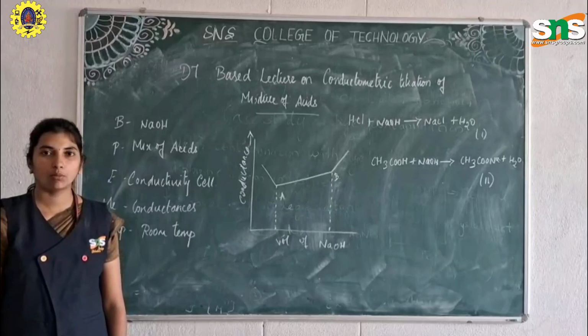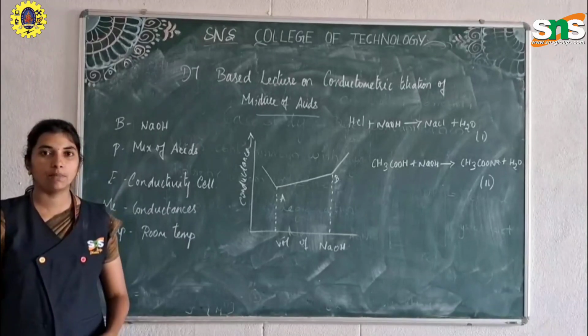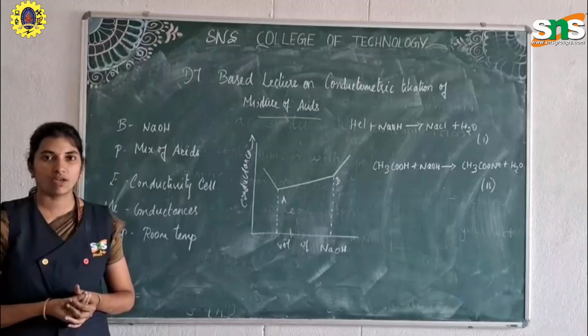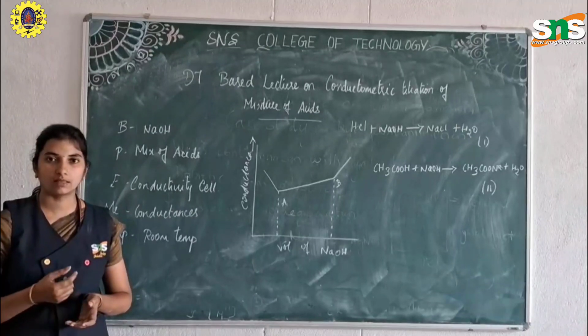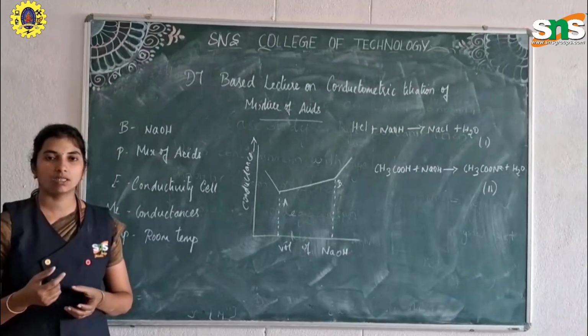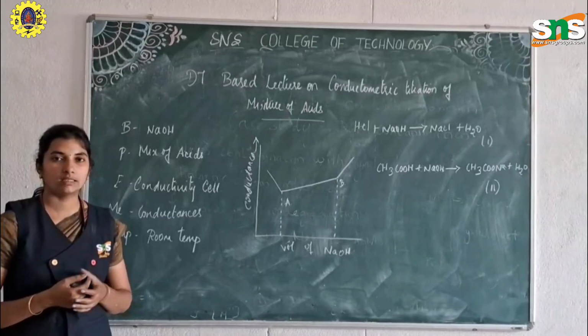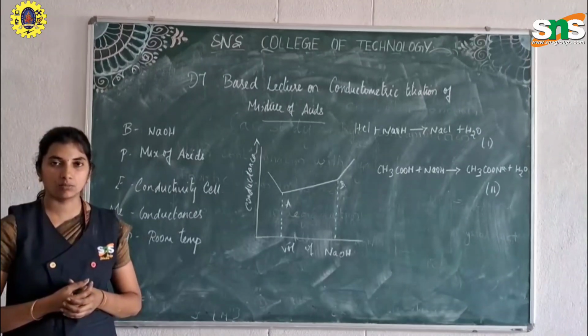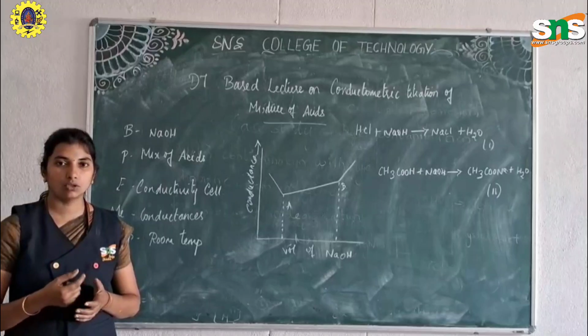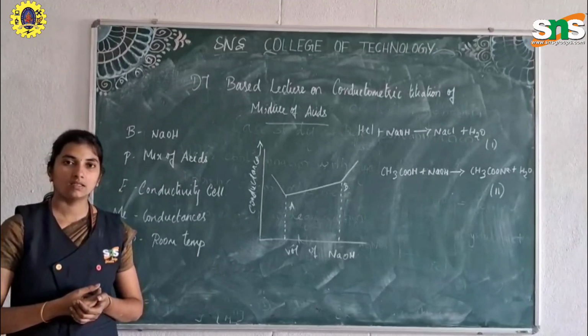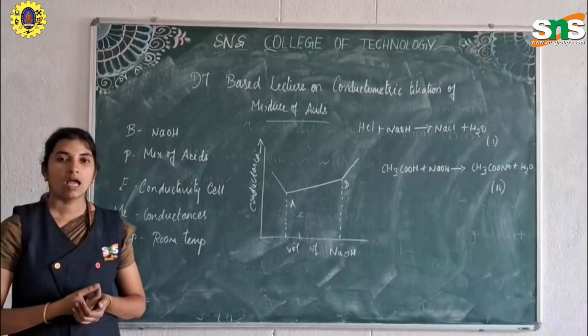Today I am going to talk about a lecture video on conductometric titrations in a mixture of acids. A mixture of acids is nothing but two acids combined together to form a mixture. Here I am using HCl and acetic acid as the mixture of acids. HCl is a strong acid and acetic acid is a weak acid.